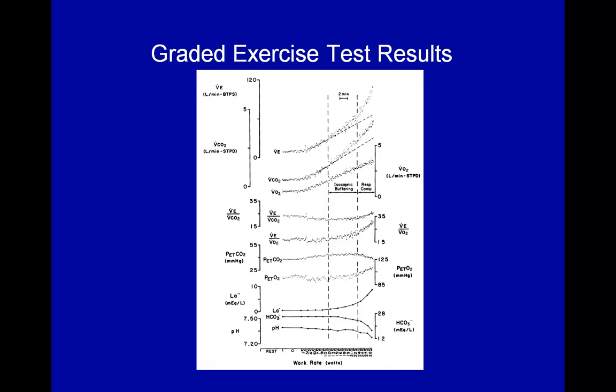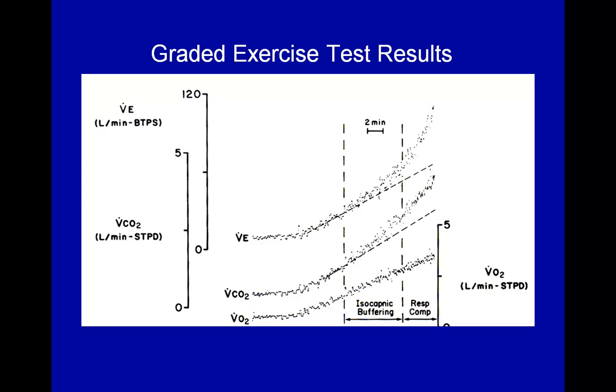So let's try and put this all together. As we start to exercise, we said we're going to have a linear increase in VO2 and we're going to have an increase in minute ventilation. So we started off with a minute ventilation of 5 or 6 liters a minute at rest, and then as we begin to exercise, minute ventilation goes up very linearly. VO2 with higher exercise goes up linearly, but it goes up linearly through the entire exercise test.